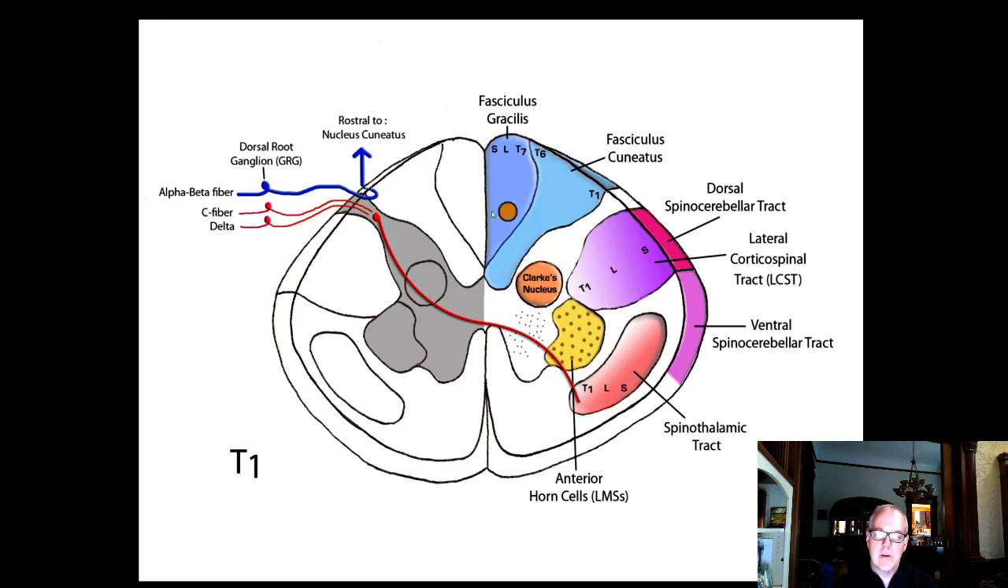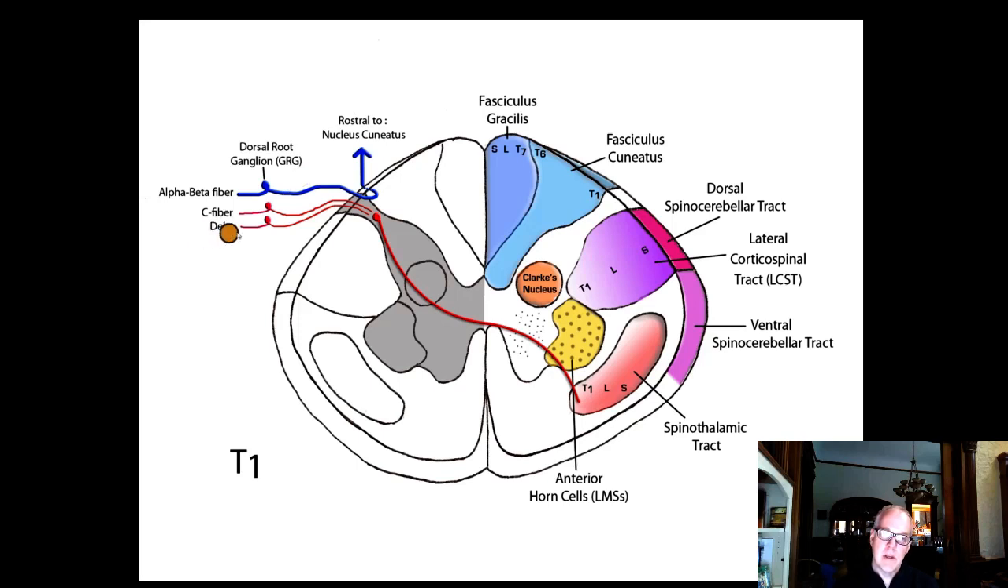So if we follow vibration and proprioception, remember these come in via heavily myelinated, fast conducting sensory fibers, and these do not synapse or cross in the spinal cord. So they just come in and ascend right up the posterior columns. So these fibers coming here at T1 then would enter the fasciculus cuneatus and ascend up to the brainstem where we have our first synapse.